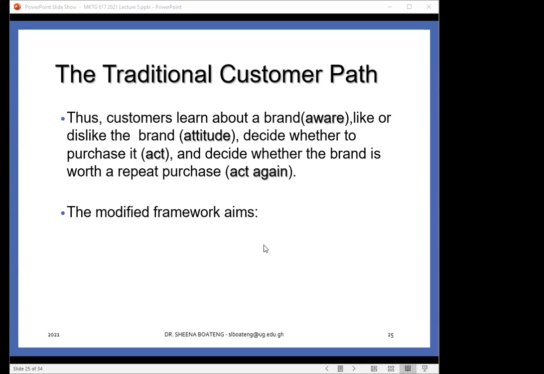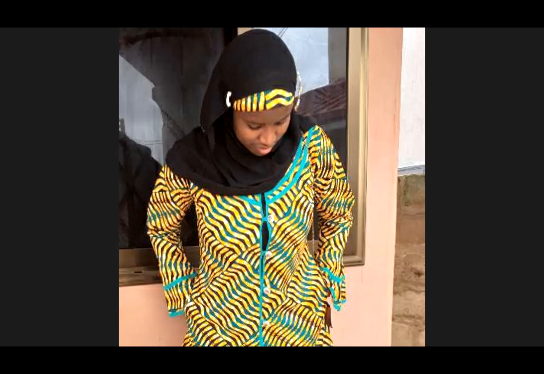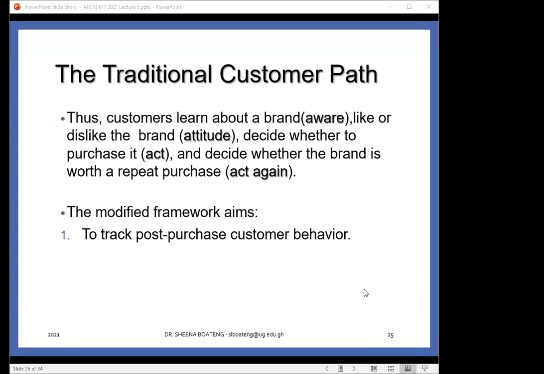So this modified framework aims at closing the gaps by, first of all, tracking post-purchase customer behavior, which we agree was not captured in the original IDA model. True or false? Was post-purchase customer behavior captured in the original IDA model? No. Where did the original IDA model end? Action, which is the purchase. Good. First purchase. Right? So it was necessary for the model to be extended to capture what happens afterwards.